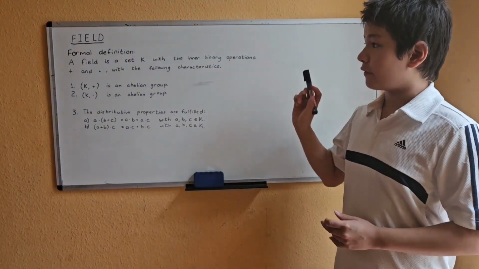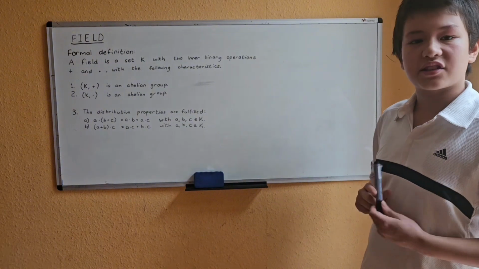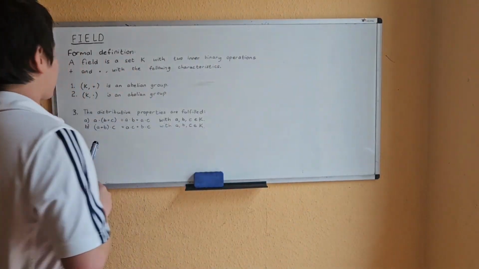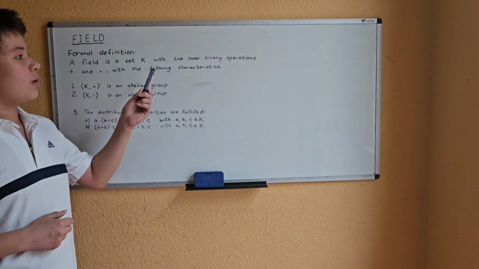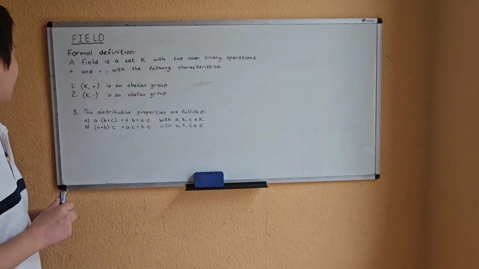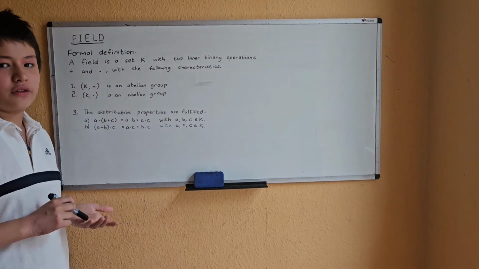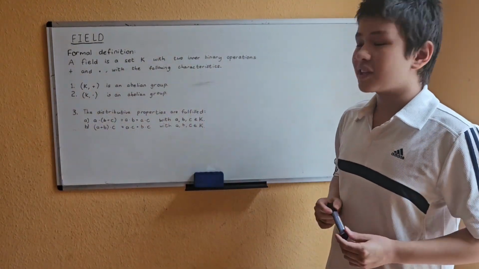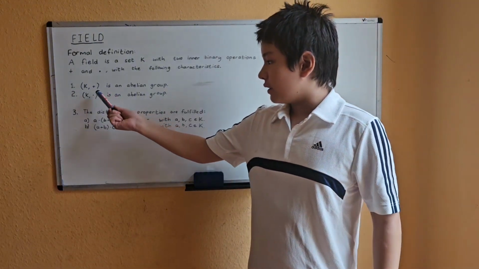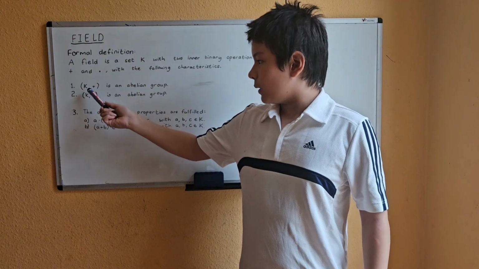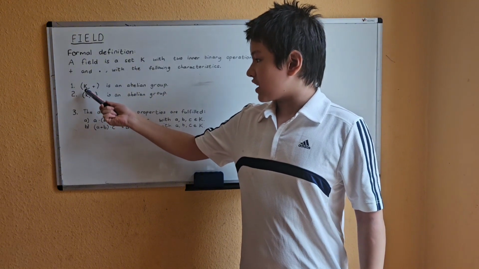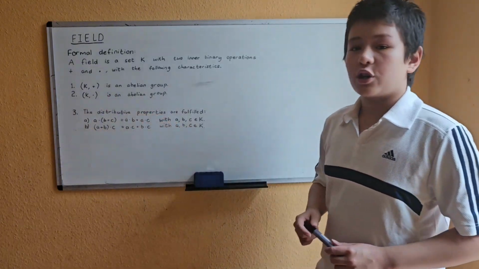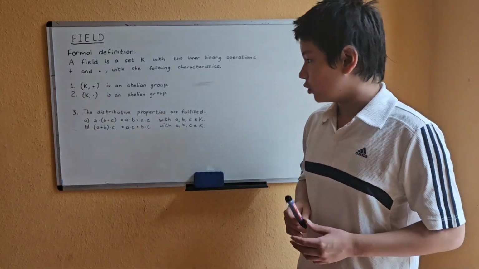So this is the formal definition of a field, and I'll again take you through it step by step. Now the formal definition is this: a field is a set K with two inner binary operations, plus and times, which is just the plus and times that you already know, with the following characteristics. And the first one, that K, this notation just means that it's K combined with this operation. So K combined with the operation plus is an abelian group.